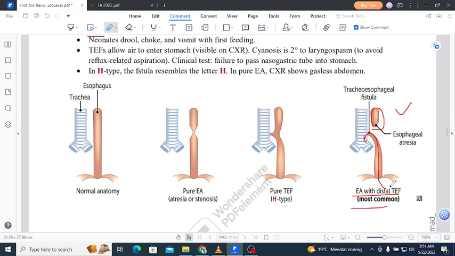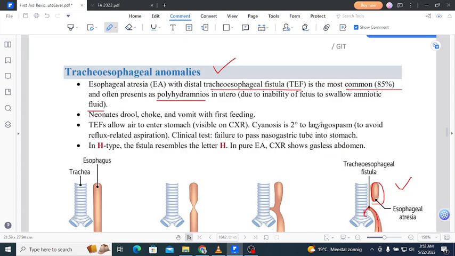The thing that happens is the HCl and the pepsinogen that is present in the stomach is drooling back into the esophagus, and from the esophagus, since the esophagus is connected to the trachea, stuff from the stomach can go back into the lungs. So that will cause chemical pneumonia. So they were saying that laryngospasm.